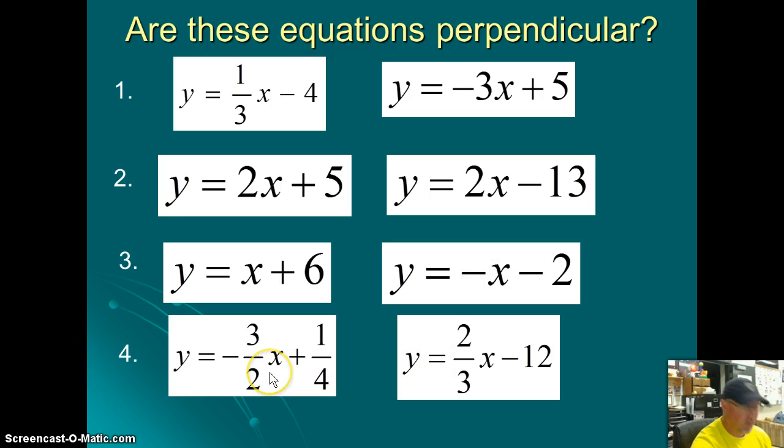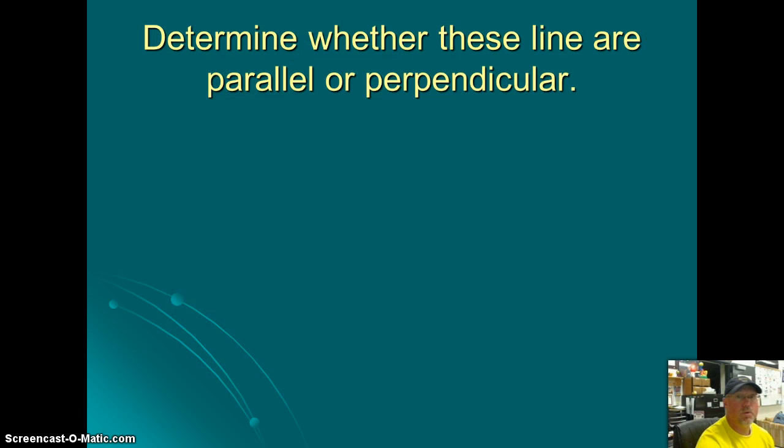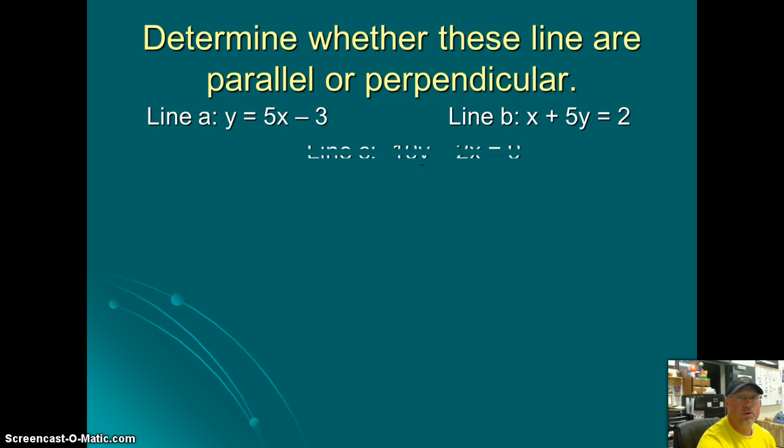And then we have the final one, which is perpendicular because you have, again, the reciprocal and it's the negative of it. So the negative of a negative is a positive, so that also works as an opposite or the negative reciprocal of that. So when we determine whether the lines are perpendicular or parallel, we're looking at slopes. So again, parallel, the slope is the same. Perpendicular, it's the negative reciprocal.